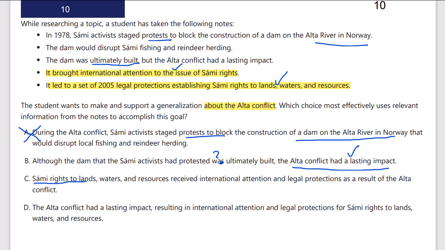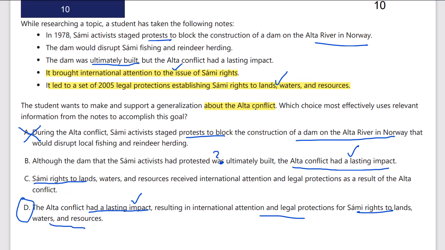D, the Alta conflict had a lasting impact. Okay, that seems to be a generalization, resulting in international attention and legal protections for Sami rights to lands, water, and resources. Okay, this seems to be the better structure, D. The generalization about the Alta conflict is that it had a lasting impact. Note D is exactly the same answer as C. It's essentially word for word. If I just change the ordering of the sentence of D, it would basically say the same thing.